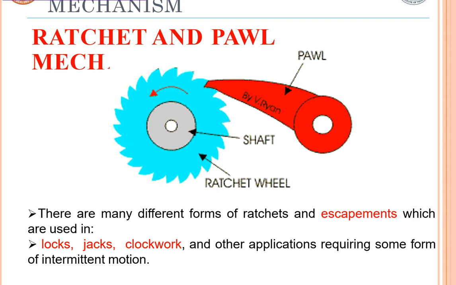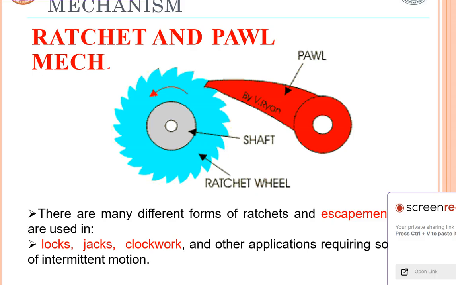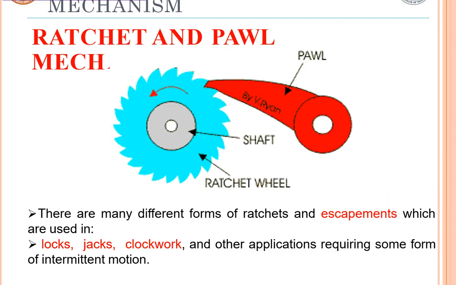For intermittent motion mechanisms, another example is the ratchet and ball mechanism, where you can see a ball. When the shaft rotates, there will be a ratchet which is going to rotate, and the ball is going to engage in the slot provided, so that it utilizes the space there and engages at the cutter point, so that it is going to stop the mechanism intermittently. Locks, jacks and clockworks are some of the applications where it is used for intermittent motion mechanisms.